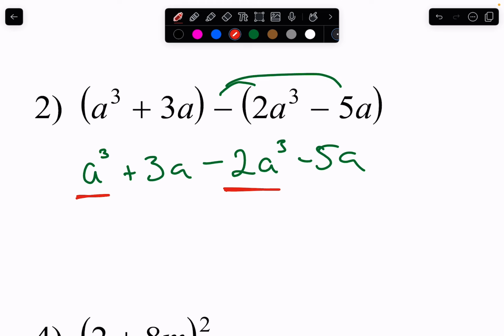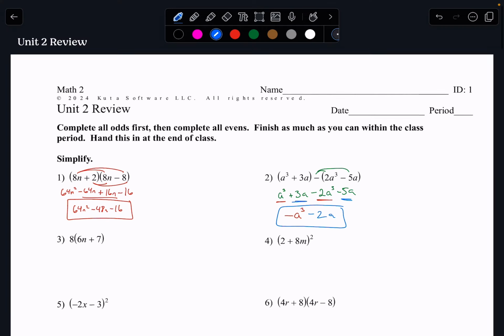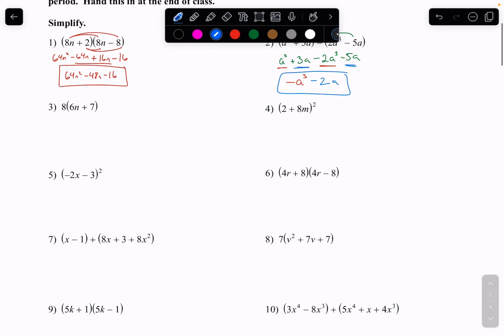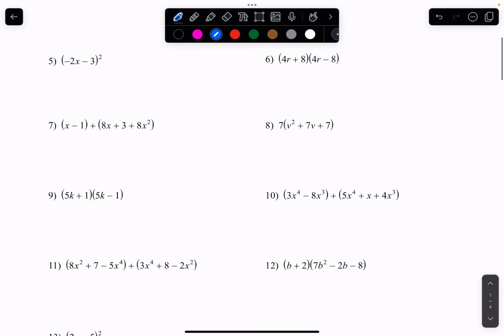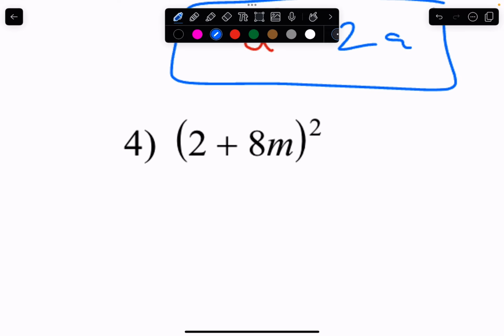These guys are like terms here. We get minus a cubed. These guys are like terms here. We get minus 2a. And that would be our answer there. All right. Let's see. One other one we can talk about here is a problem like this.